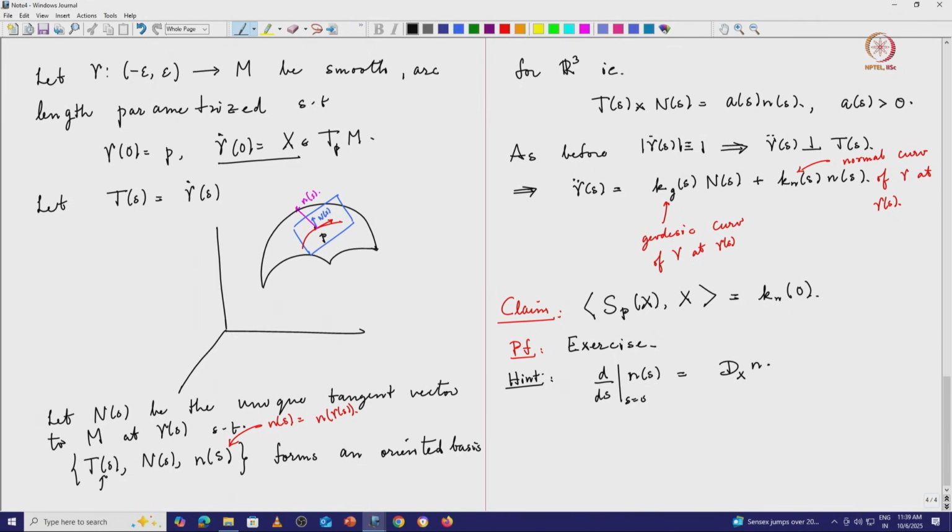Okay. So if you assume this formula, I will leave the proof of this as an exercise. Assuming this, one can complete the proof of the claim, because what is S_p of x comma x? That is just d_x of n comma x, which by my hint here is d by ds at s equals 0 of n of s times gamma dot of s evaluated at s equals 0.